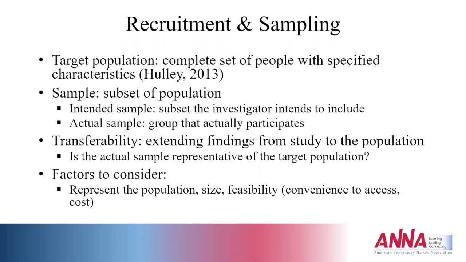However, there are some factors that we have to consider. These factors include selecting those who would represent the population, having an adequate sample size, and feasibility of accessing the population. For example, you have to consider, is the population easy to access, or would it be so challenging that you would prohibit adequate sampling? And we also have to ask what costs from a fiscal perspective must be expended to access or enroll the sample.